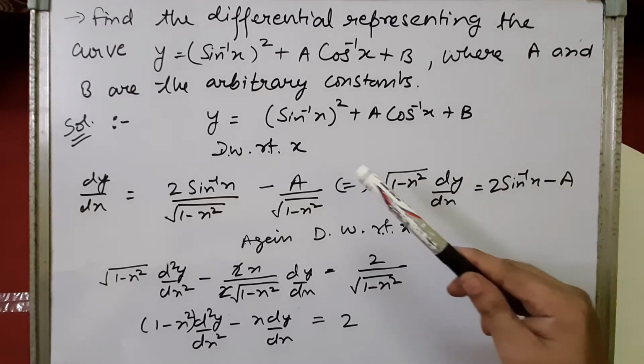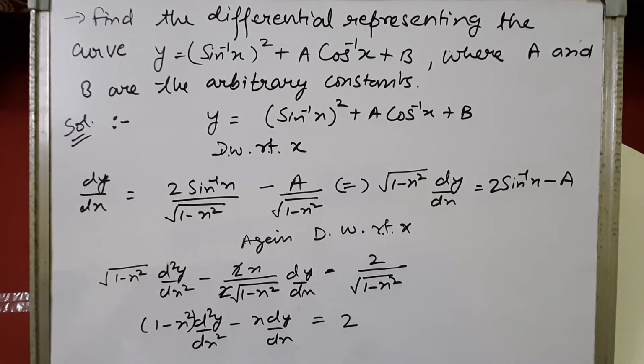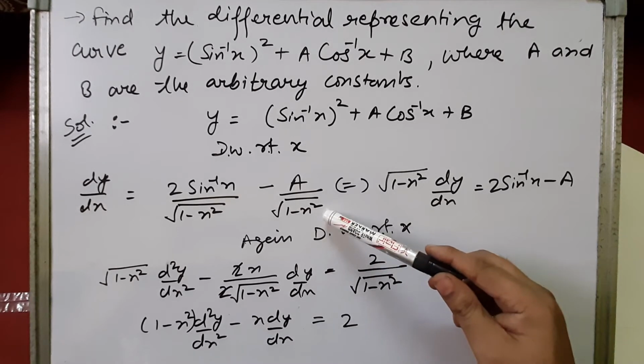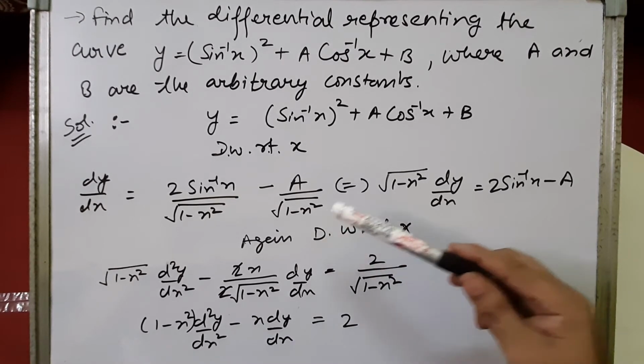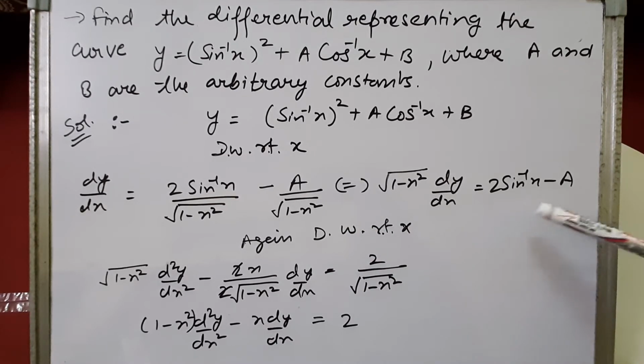Now first time we are differentiating with respect to x. So what will we get here? dy by dx equals 2 sine inverse x upon under root 1 minus x square, minus a upon under root 1 minus x square, since the derivative of cos inverse x is minus 1 upon under root 1 minus x square. Now taking the LCM of under root 1 minus x square and cross multiplying, we get under root 1 minus x square dy by dx equals sine inverse x minus a. Now we have simplified this equation.